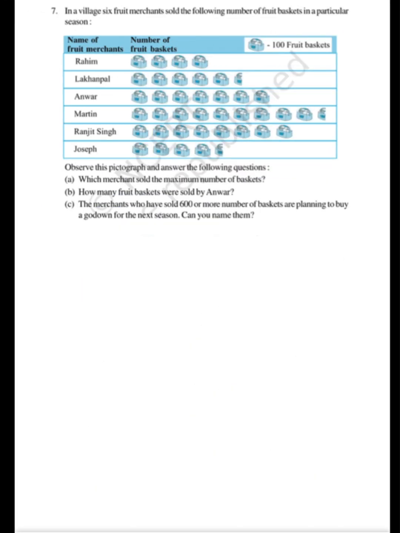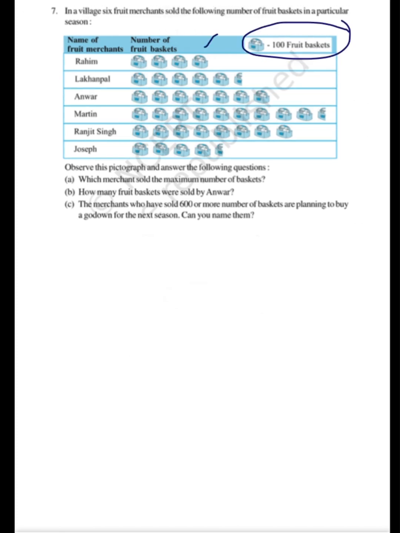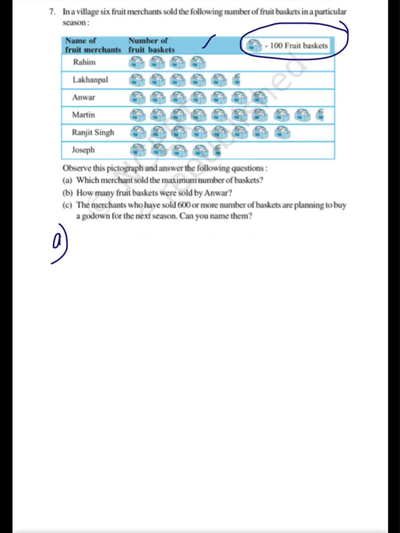Here you can see that the number of fruit baskets sold by each fruit merchant is given in the form of a pictograph. Okay, and you can see that each fruit basket picture in this pictograph represents 100 baskets. And you have to answer certain questions using this pictograph. A: Which merchant sold the maximum number of baskets?